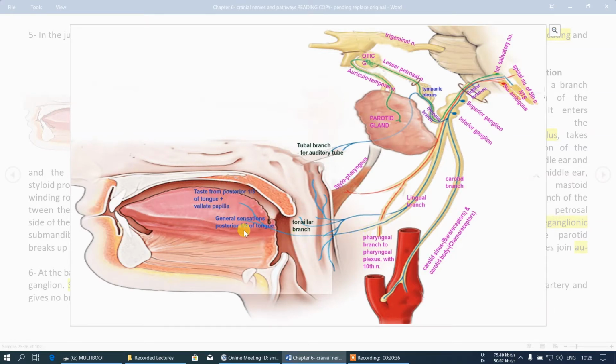Then this is the lingual branch. It is supplying two sensations: general sensation from the posterior one third of the tongue and taste sensation from the posterior one third of the tongue. This posterior one third plus the vallate papilla. Now this vallate papilla is part of the anterior two third of the tongue. So the anterior two third is supplied by the lingual nerve and chorda tympani except the vallate papilla. Now this exception of the vallate papilla is supplied by our glossopharyngeal nerve.